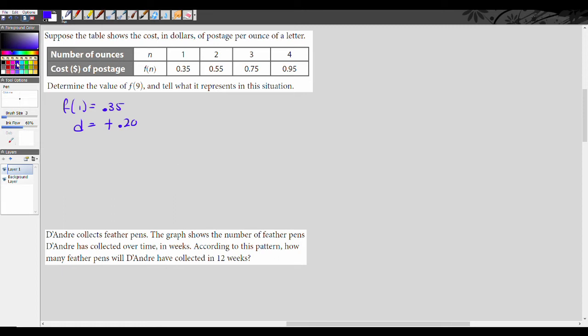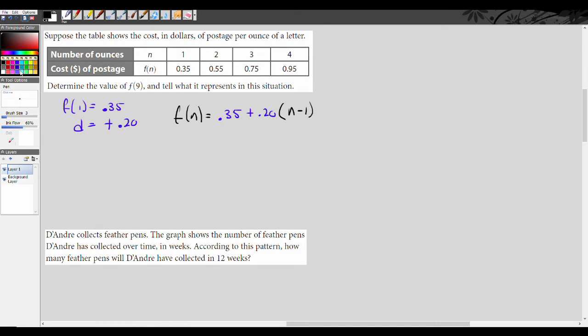So what are we going to do? The same thing we did before. We're going to write our explicit rule. So f of n equals first term, 0.35, plus my common difference times n minus 1. And now here you're going to see how the n minus 1 works.